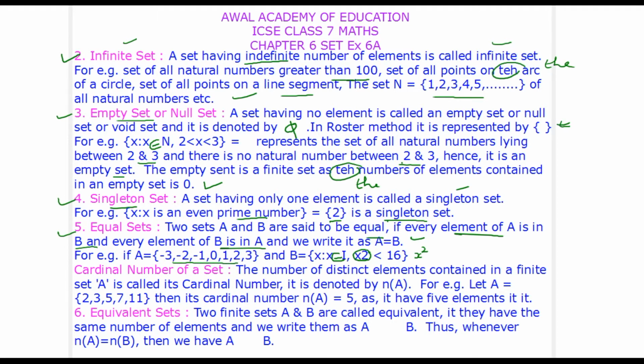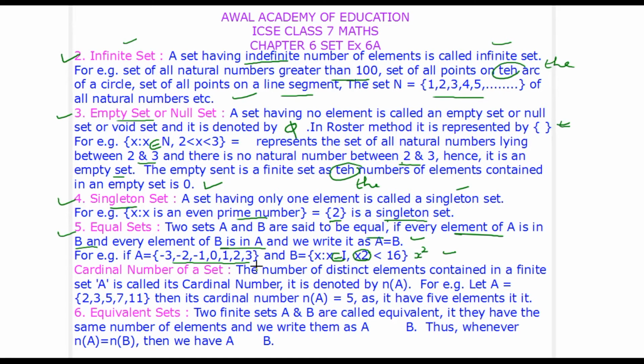digits. 3 3 are 9, minus 1 plus 2 2 are 4, 1 1 are 1, 0 0, 1 1 are 1, 2 2 are 4, 3 3 are 9, but they are all less than 16. That means 4 has not been included in it. So these are equal sets, right? In A, all these numbers are taken. In B, this has been written in the set builder form, right?